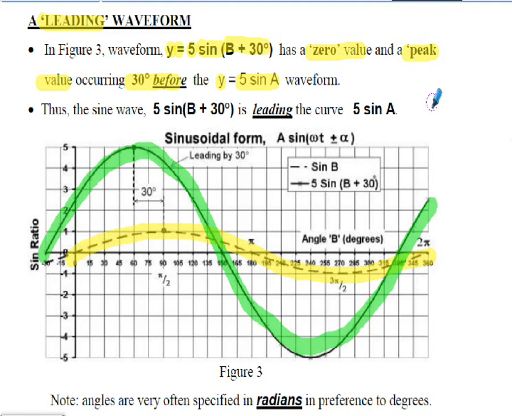What we find here is there is a lead of 30 degrees between the peak of our system waveform and the peak of our standard waveform. So this is the 30 degrees lead between the peak of the system curve and the peak of the standard sinusoidal curve. Now, often the angles used in this work are specified in radians in preference to degrees. Just be aware of that.